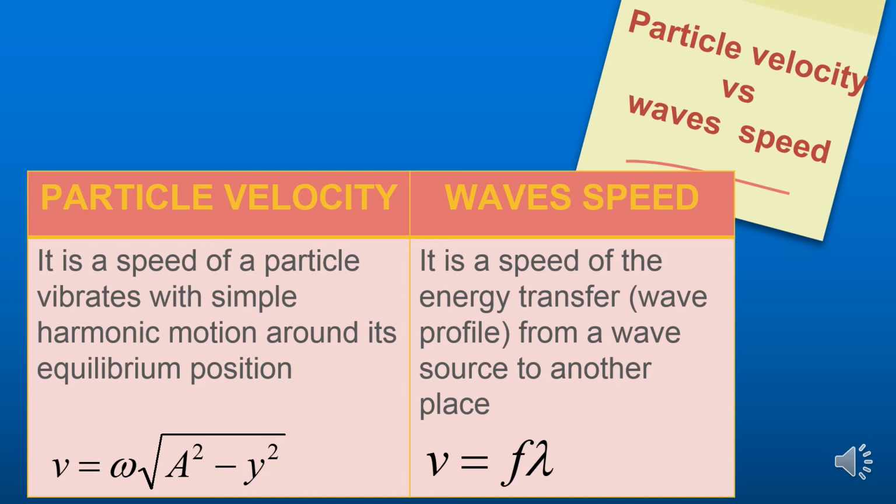From the table given, particle velocity is defined as the speed of a particle vibrating with simple harmonic motion around its equilibrium position. However, wave speed is the speed of the energy transfer or wave profile from a wave source to another place. The formula for particle velocity is v equals ω√(A² − y²). However, the formula for wave speed is v equals fλ.